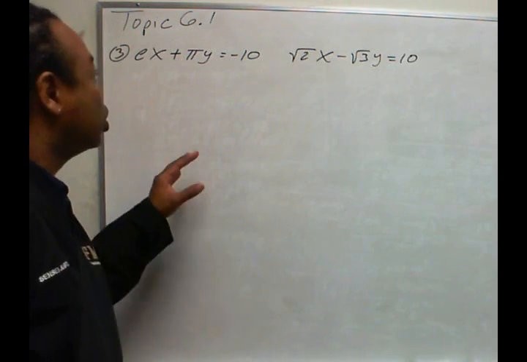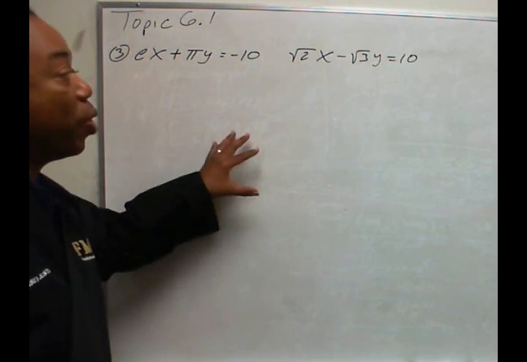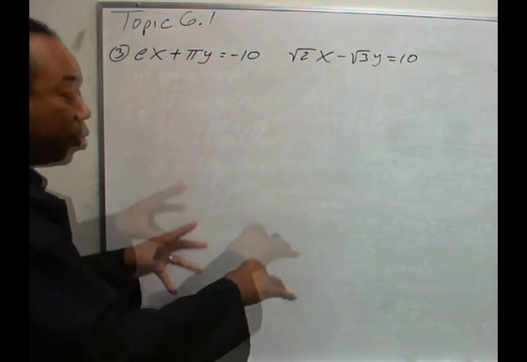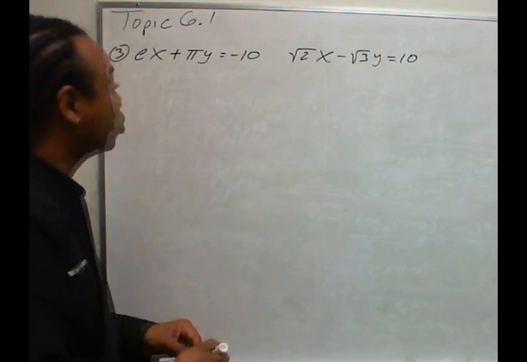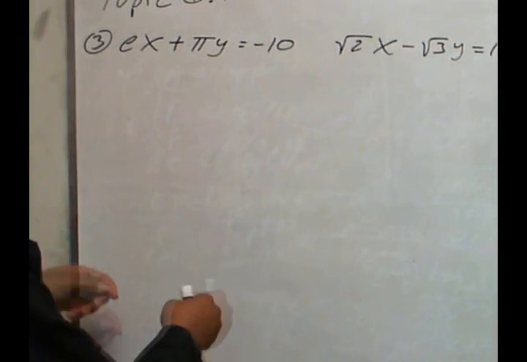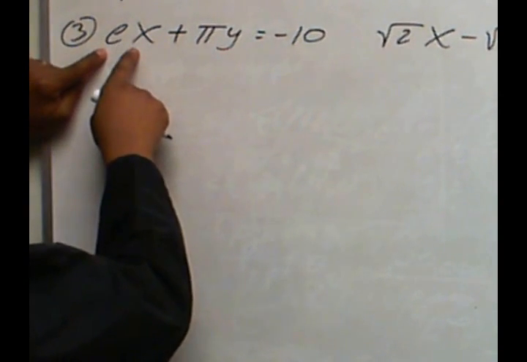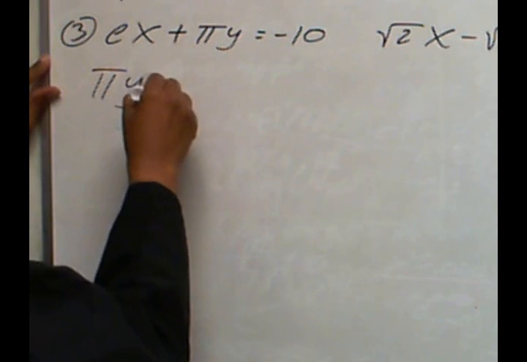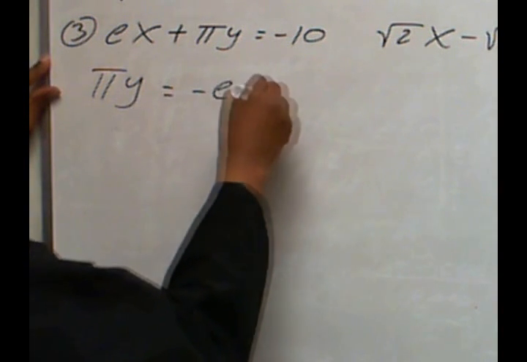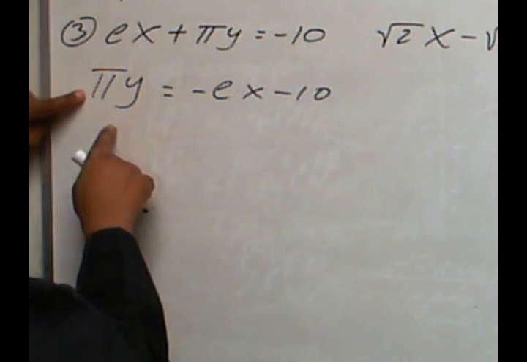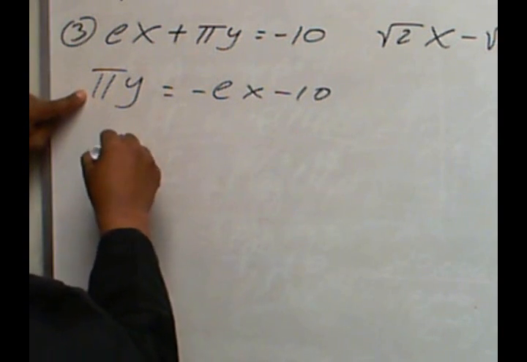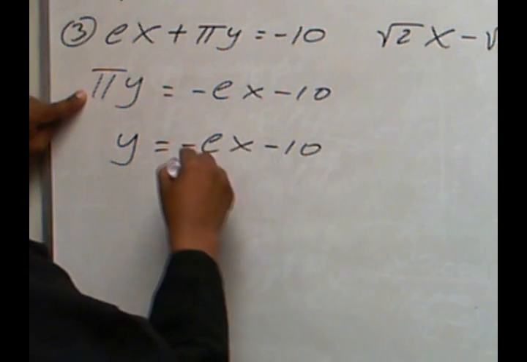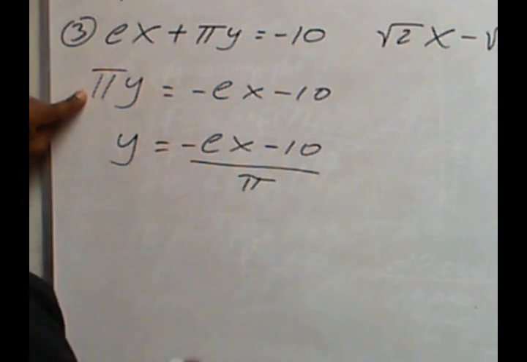6.1, solving systems by graphing right here. Okay, to solve this by graphing, put this into our TI-83 or 84s, we need to solve for y. So I'm going to subtract ex from both sides, and we'll get pi y equals negative ex minus 10. Then I'll divide both sides by pi, and I'll get y equals negative ex minus 10 all over pi.